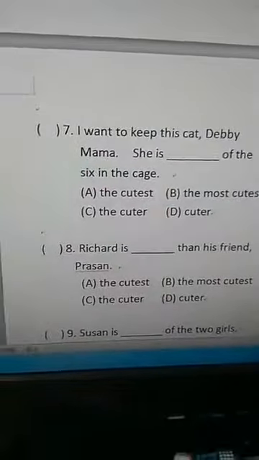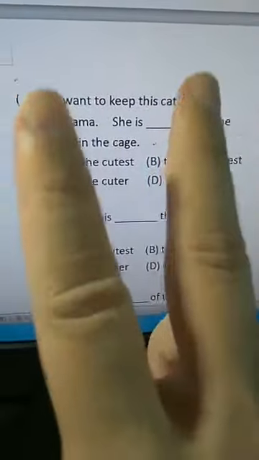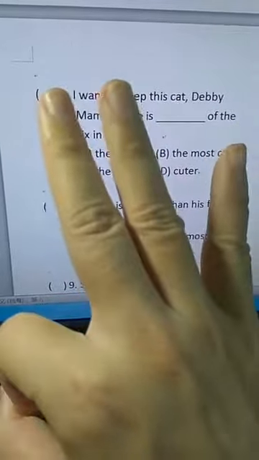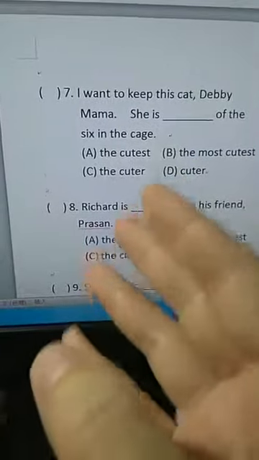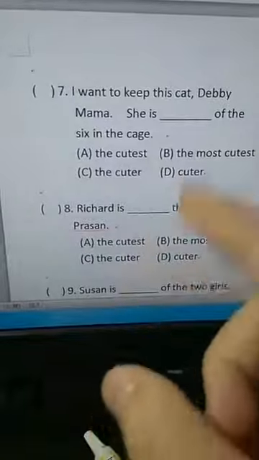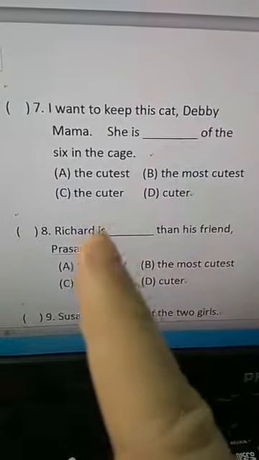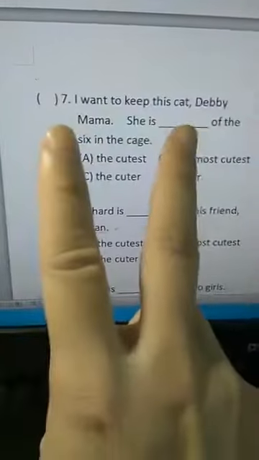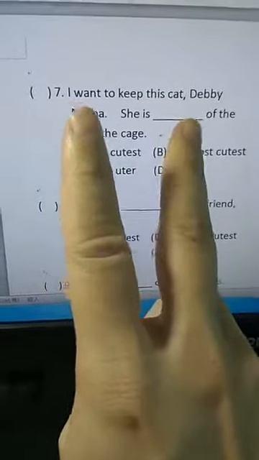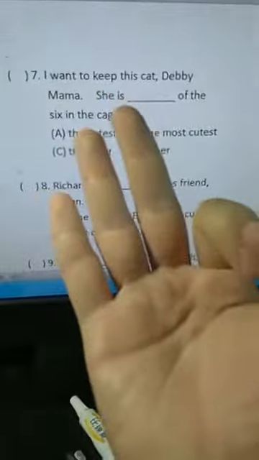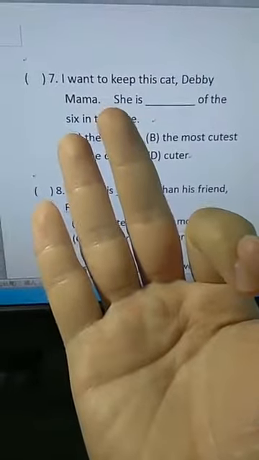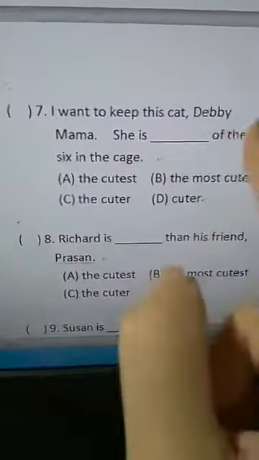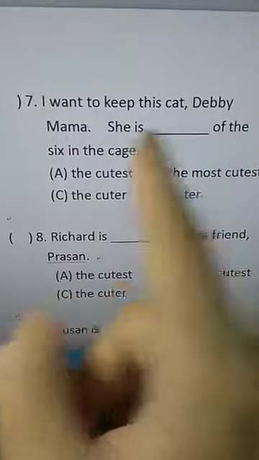Why? Because whenever we compare two things, we use the comparative form. But if we compare three things or more, like 4, 5, 6, 7, even more, we use the superlative form. Remember this. I say that again. If you see of the two, we use the comparative form. But when you see 3 or more, I mean 4, 5, 6, and even more, please use the superlative form. So the keywords here are of the 6.